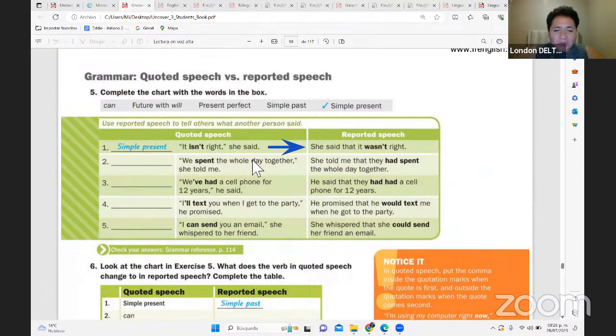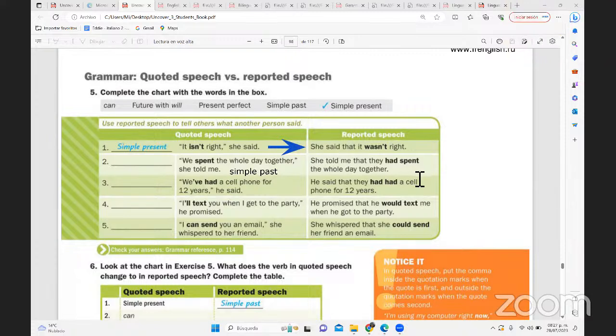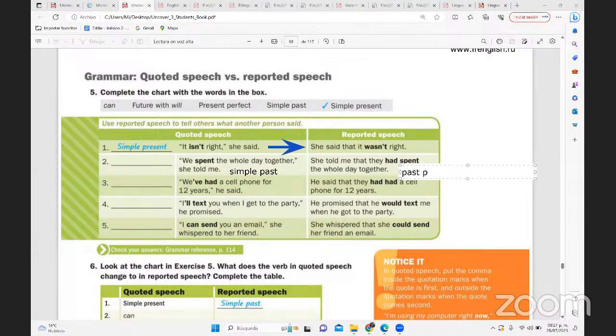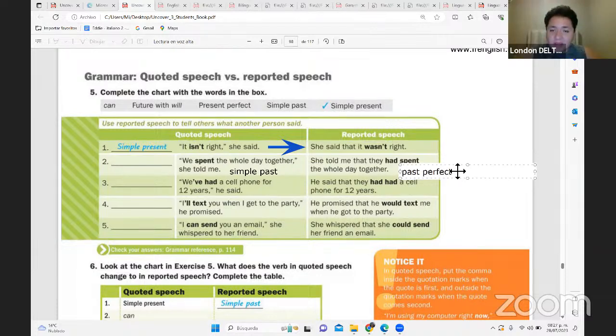Okay, we spent the whole day together. Pasamos todo el día juntos. Ella me dijo que habíamos pasado, right? So the past changes to, okay, here we have simple past. And in reported speech, not continuous, past, perfect. Perfect. Exactly. Simple past changes to past perfect.